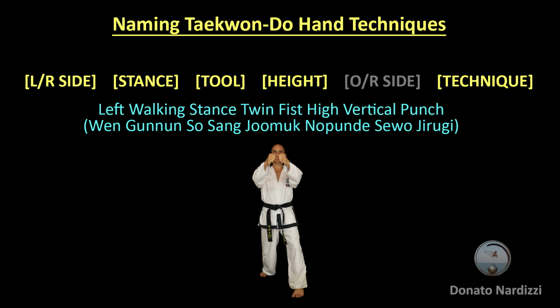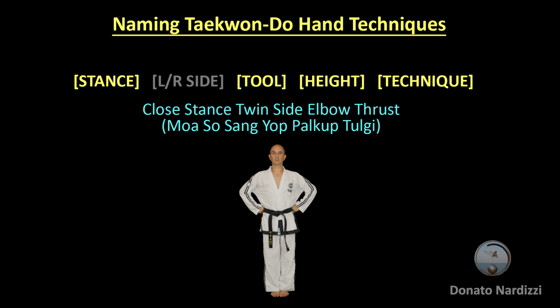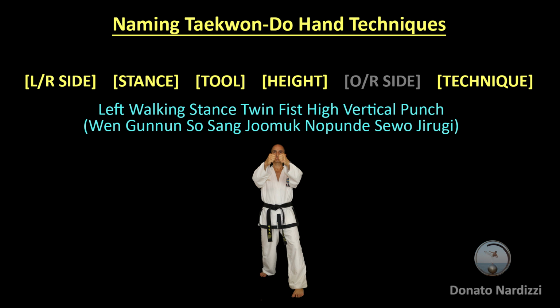Some tools are symmetric, such as twin fist, sang chumok, or twin side elbow, sang yop palka. So there's no need to specify whether the tool is using the left or right side with symmetric stances, or whether the technique is an obverse or reverse technique with asymmetric stances.